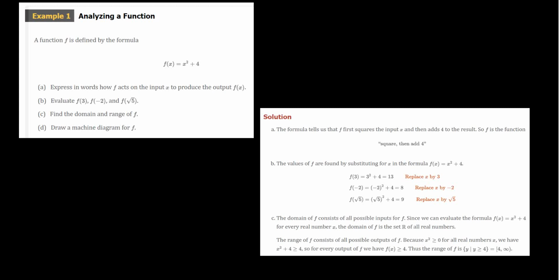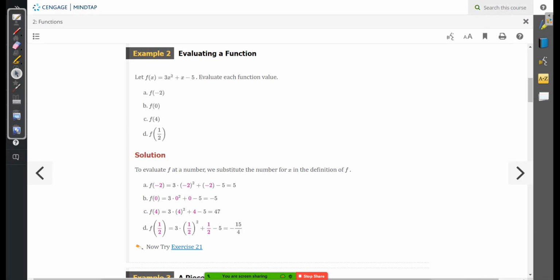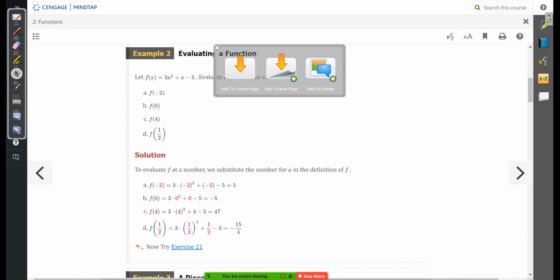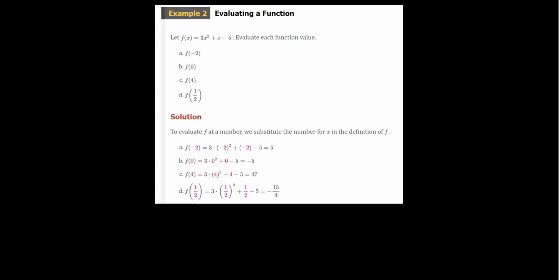Okay, so example 2. This is a pretty easy one as well, so we're just going to snip the whole thing. This is just plug and chug, right? If we have f of x being 3x squared plus x minus 5, evaluate each function. We're going to plug in -2 for x, we're going to plug in 0, we're going to plug in 4, we're going to plug in 1/2. That's it. We're just plugging in these values for x and solving, doing the arithmetic at that point.